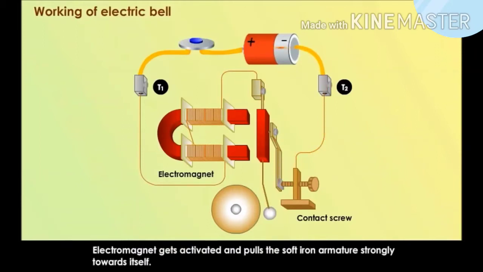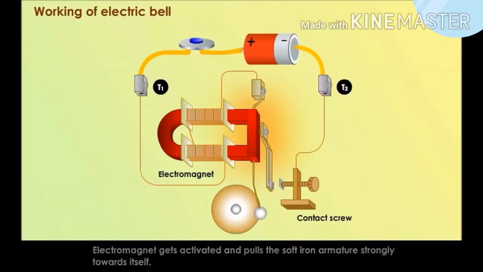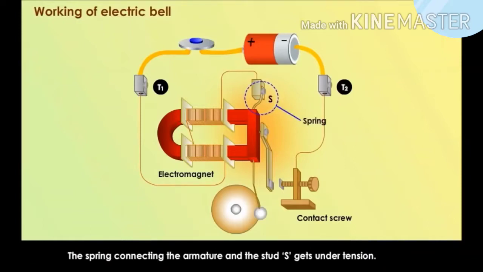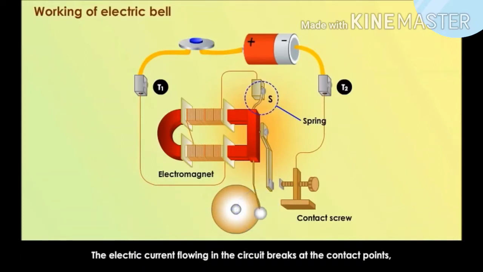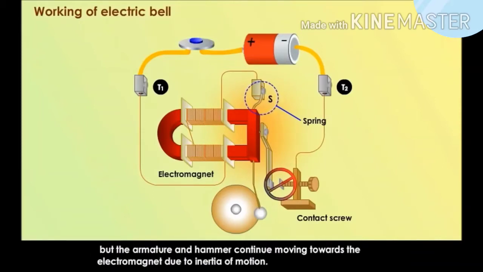takes place. The electromagnet gets activated and pulls the soft iron armature strongly towards itself, and the spring connecting the armature and the stud S comes under tension, and as a result the hammer strikes against the gong, which produces sound. The electric current flowing in the circuit breaks at the contact point, but the armature and hammer continue moving toward the electromagnet due to the inertia of motion.